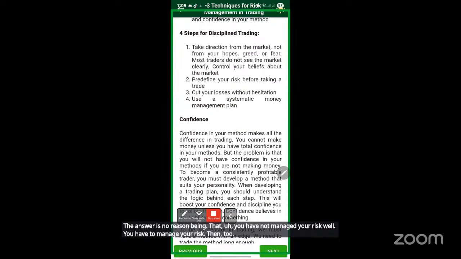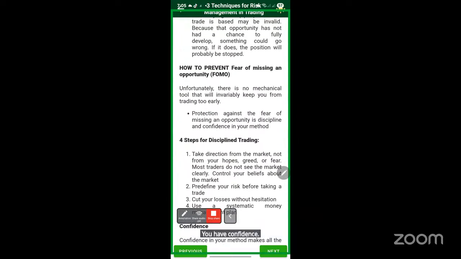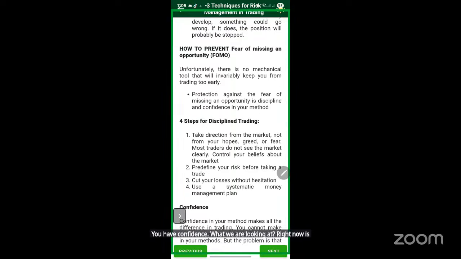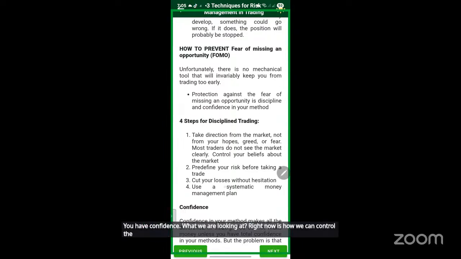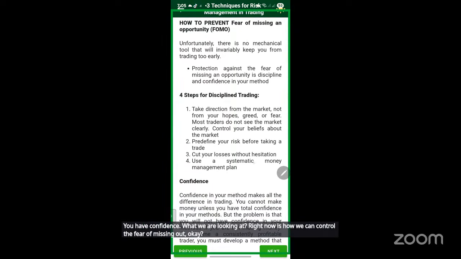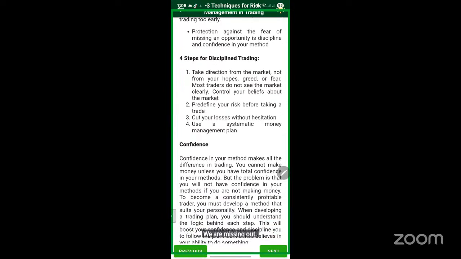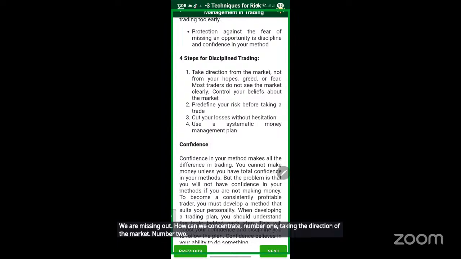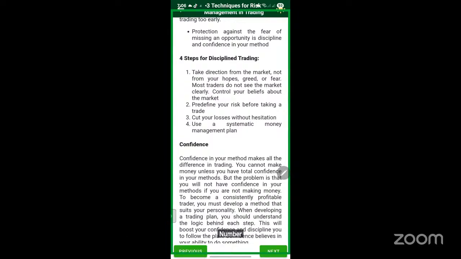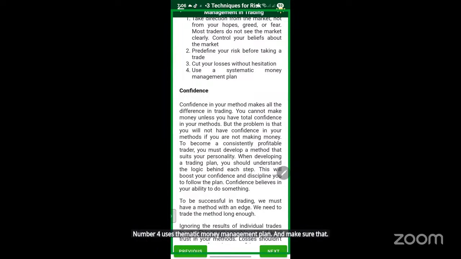Then two, you have confidence. What we are looking at right now is how we can control the fear of missing out. How can we control it? Number one, take the direction of the market. Number two, define your risk before you take a trade. Number three, cut your losses without hesitation. Number four, use a systematic money management plan and make sure that you deploy your capital accordingly.